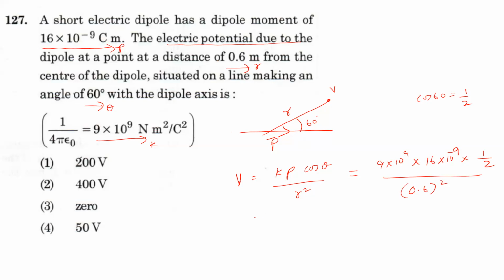Now by solving this, we get the electric potential as 200 volt. For the 127th question, we get the first option.